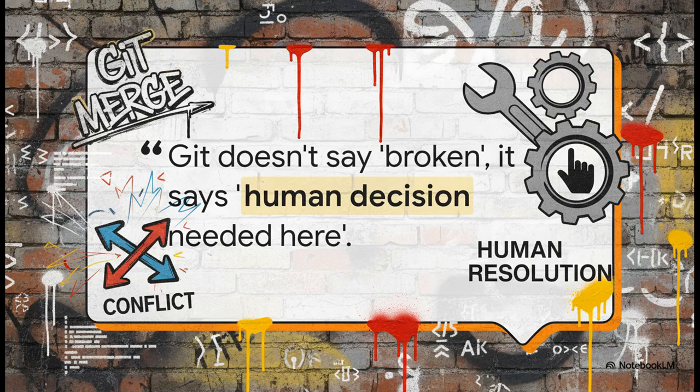But Git isn't saying, "Hey, everything is broken." It's simply pausing and saying, "Hey, a human decision is needed right here." It's really just a communication tool. It's a signal that work is overlapping and you need to jump in and coordinate.